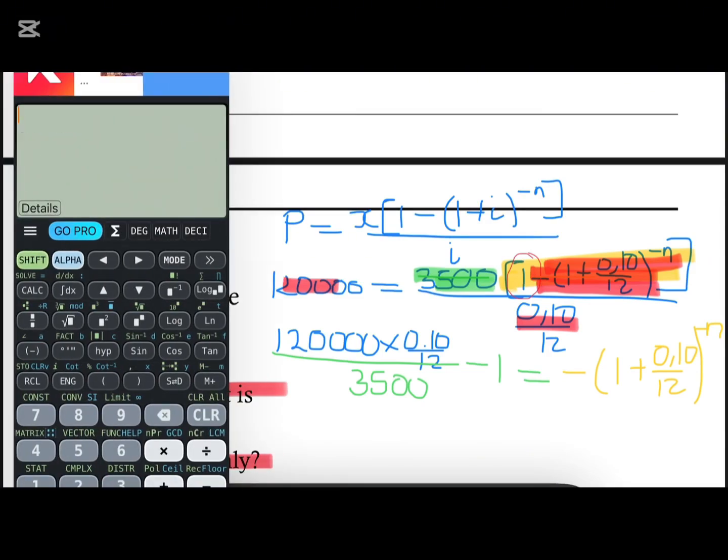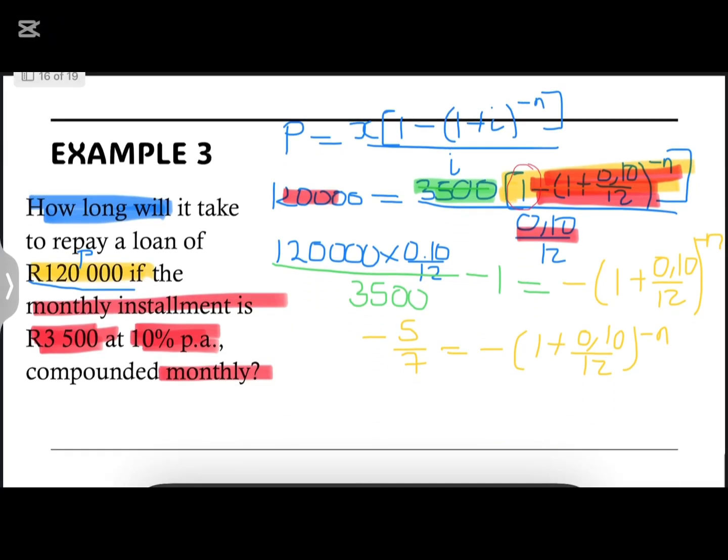Right? So now let's see the value from this side. Let's work it out, and don't round off until you get to the final answer. 0.10, then you divide by 12, it's compounded monthly, and then divide everything by 3,500, that is the monthly installment, and then subtract 1. So in that case, what we get is negative 5/7 equal to negative, into 1 plus 0.10 divided by 12 to the power negative n.